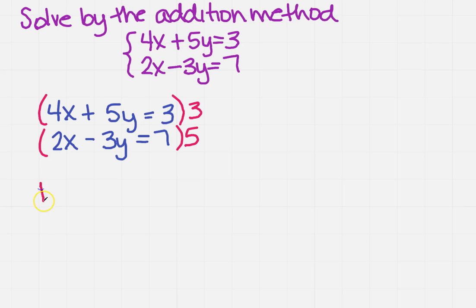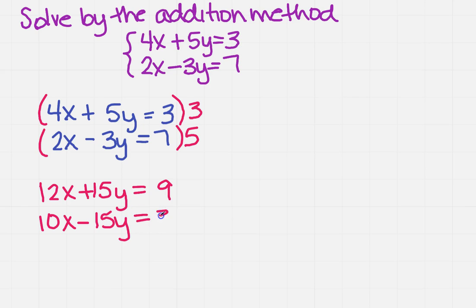So now I'm going to have 12x plus 15y equals 9. And then I'm going to get 10x minus 15y equals 35. So as we said, this is addition. So I need to add these together. So I'm going to take this and add them together. So 12 plus 10 is 22x.